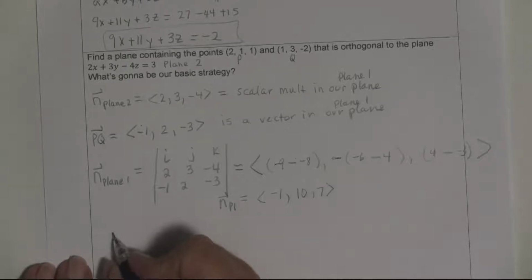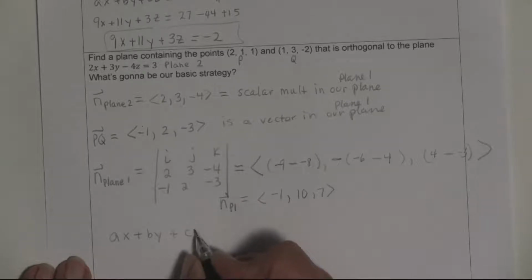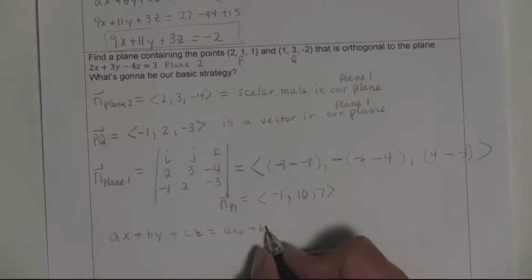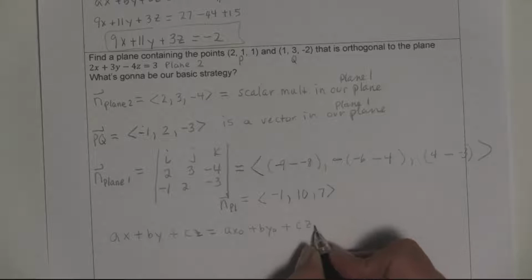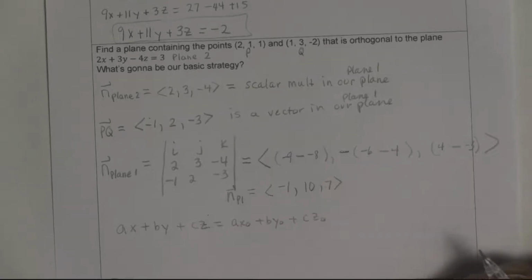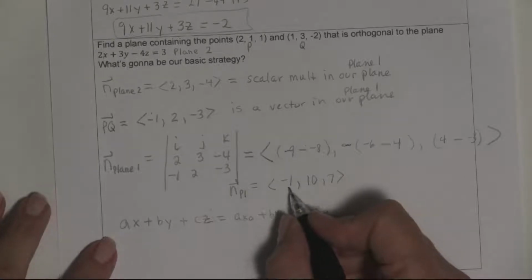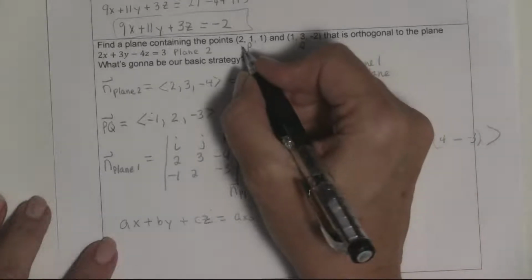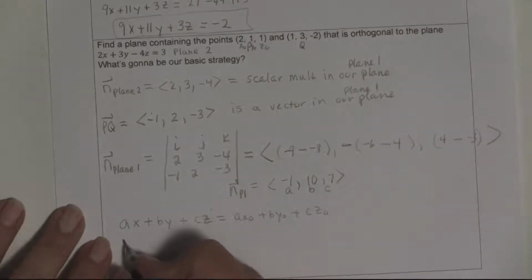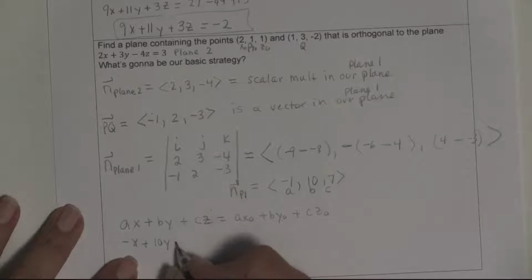And so remember the formula: ax plus by plus cz equals ax naught plus by naught plus cz naught. You do get where you don't have to write it out. I'm writing it out for you, trying to be helpful on putting it together. And so let's see here. This is our A, our B, and our C, and this is going to be our x naught, y naught, z naught.